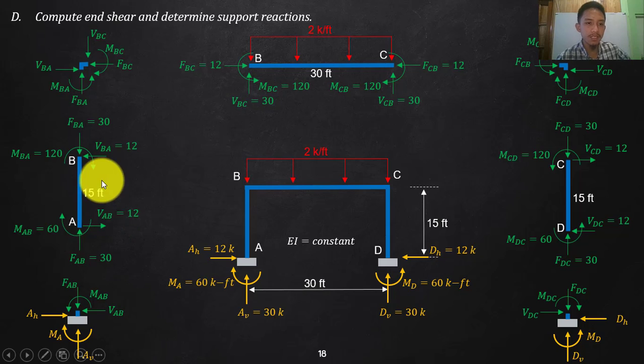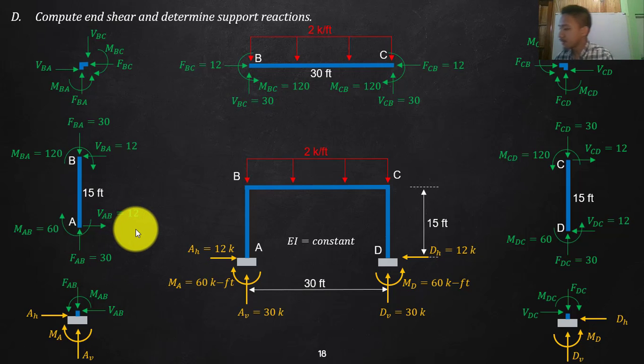The only restricting there is your moment of VAB. So moment of that is 15 times VAB. So to get your VAB, 180 divided by 15 is exactly 12. Okay, VAB, let me just check.